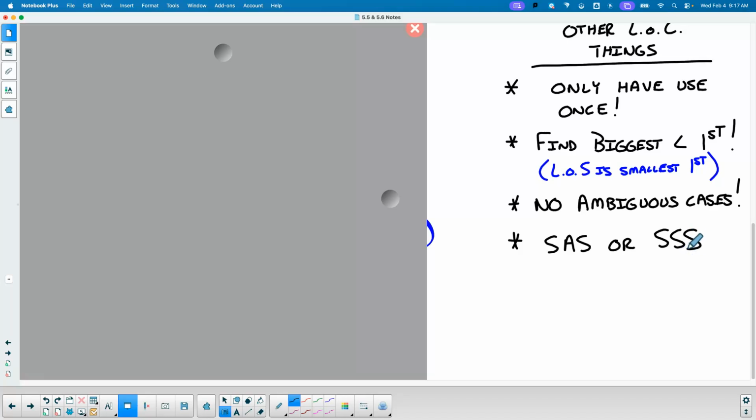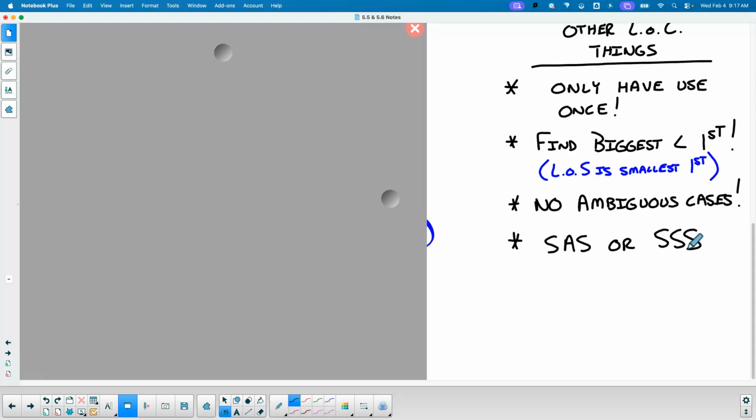So if you're given two sides and their included angle, then you're dealing with the law of cosines case. If you're given three sides of a triangle, that's a law of cosines case, because you don't have that complete fraction for the law of sines.